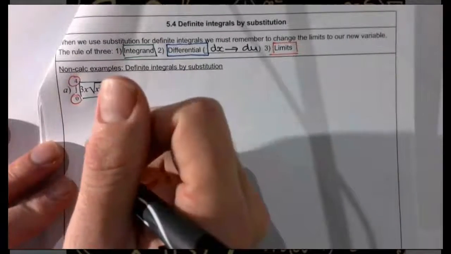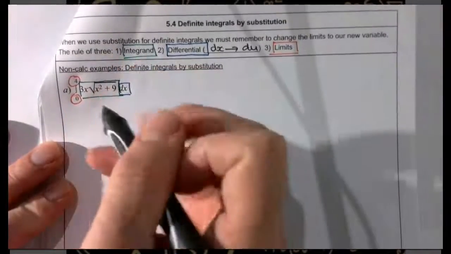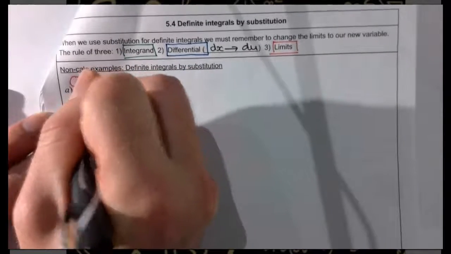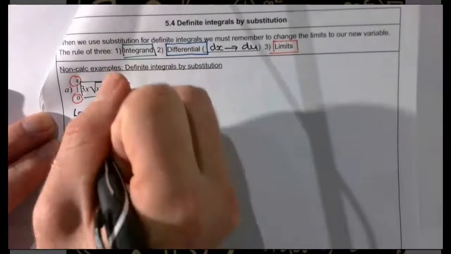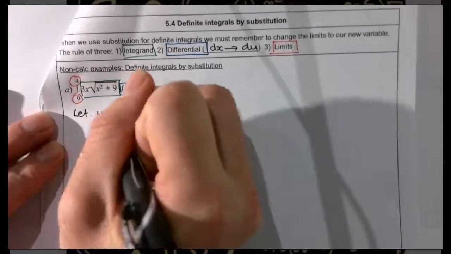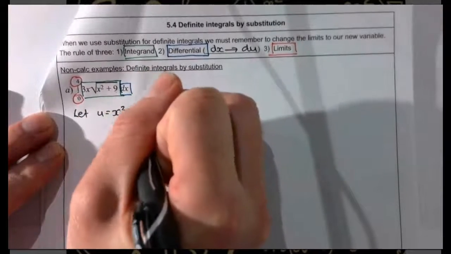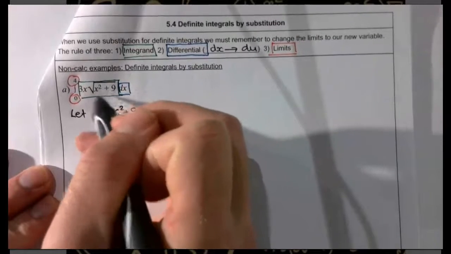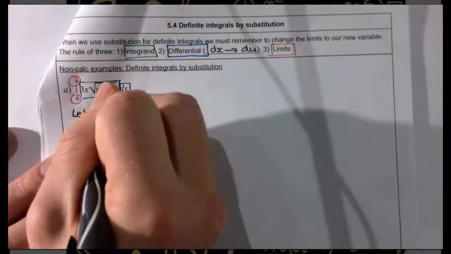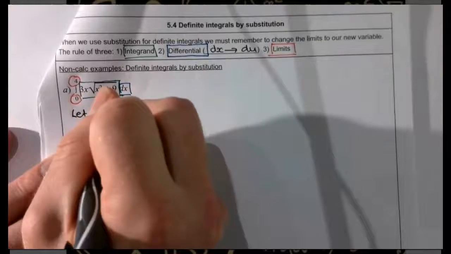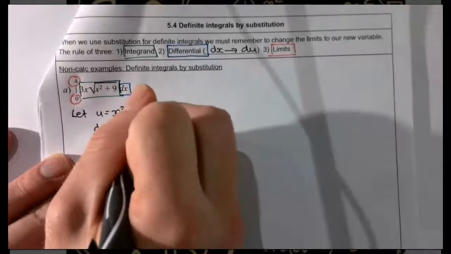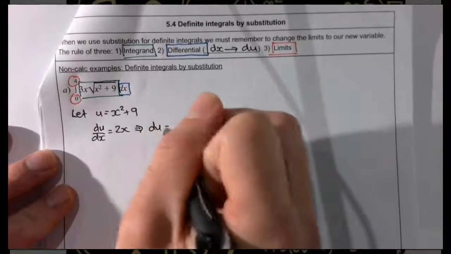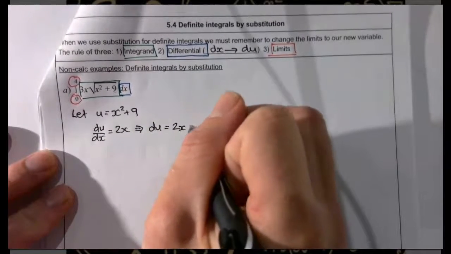So, in this first question, hopefully, building on the skills we've already got, you recognize that the tricky part of this is the x squared plus 9, because it's to the power of half. So we're going to let u equal x squared plus 9. And obviously that deals with part of the integrand here. Looking at the differential, du by dx is 2x, which means that du equals 2x dx.